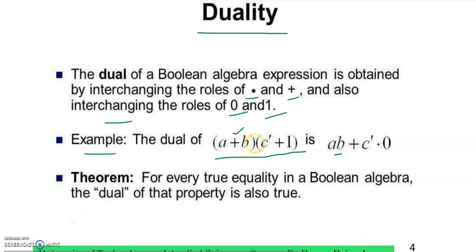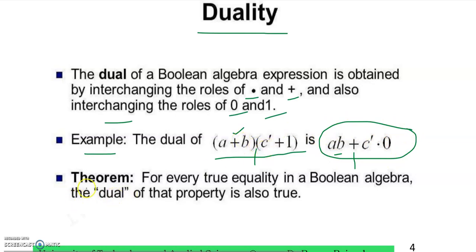Here multiply. See, here one term, multiply here one term. So this is the product, so that I am putting plus for this place. Now here, C complement plus 1. So I have to replace this plus by product. So C complement product 0. Why? Because 1 has to be replaced by 0. So this is the dual form of the given expression.